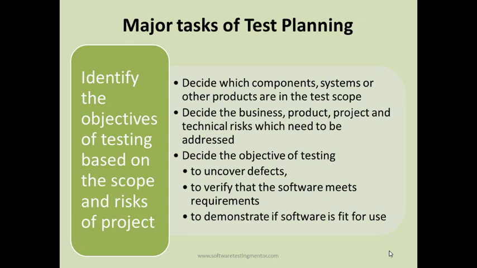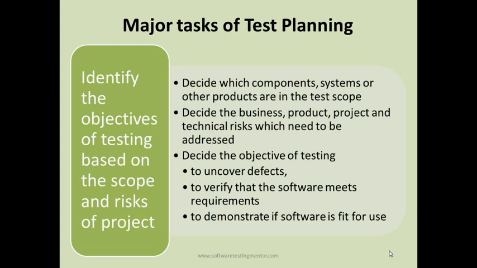You want to figure out, you won't be testing everything that is related to the software. So there are many factors that drive what you will decide, which component or which system will be in scope of testing, and what will be out of scope of testing. So there are many factors like risks, timeline, any sort of integration with third-party software. So there are many factors which need to be considered when you are doing test planning, and you decide which components will be in the test scope. So this is the first major task of test planning.